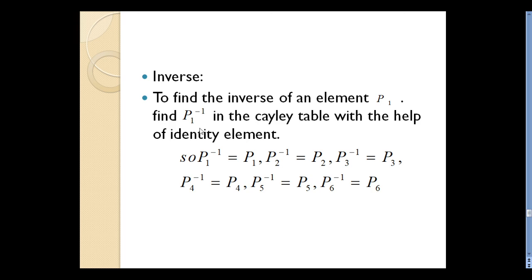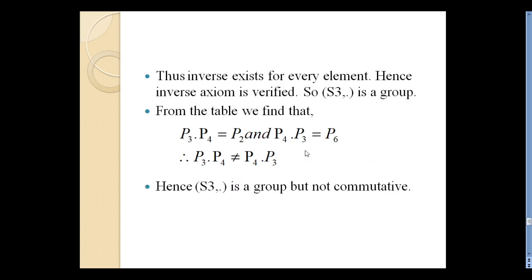So here find the inverse in the Cayley table. P1 inverse is P1, P2 inverse is P2, P3 inverse is P5 and P4 inverse is P4. Same way P5 inverse is P3. Same way P6 inverse is P6. So like this you can identify the inverse value from the Cayley table. Thus inverse exists for every element, hence the inverse axiom is verified. S3 comma dot is a group and we have to check abelian.